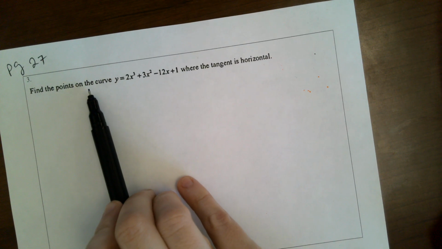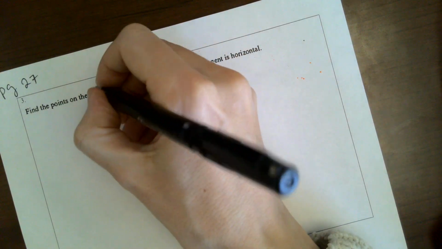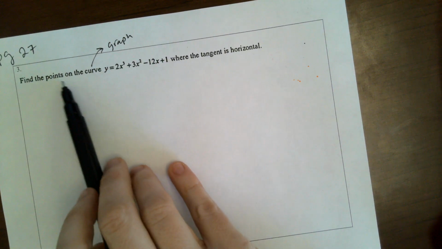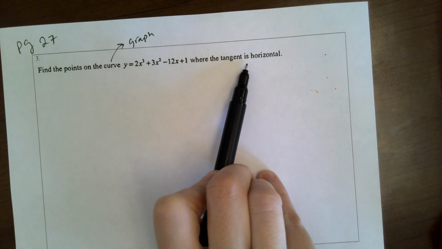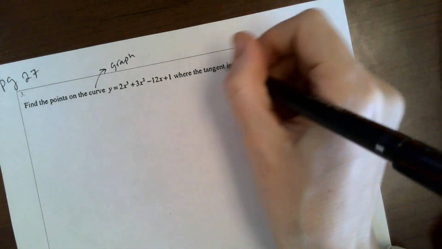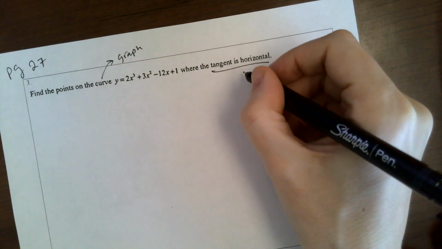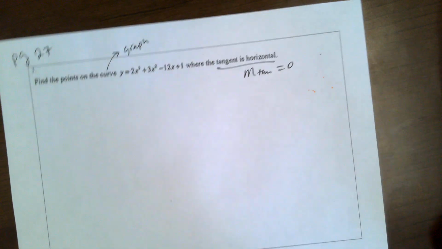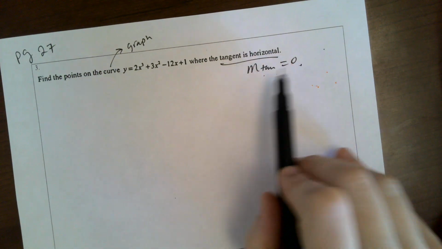Okay, find the points on the curve. A curve is a graph. Curve, graph is another name for it. So find the points on the curve where the tangent is horizontal. Okay, so you got to think about this. Tangent is horizontal, means m tan is 0. Okay, because a horizontal line has a slope of 0. So m tan equals 0.